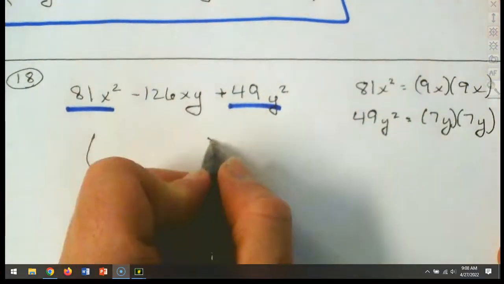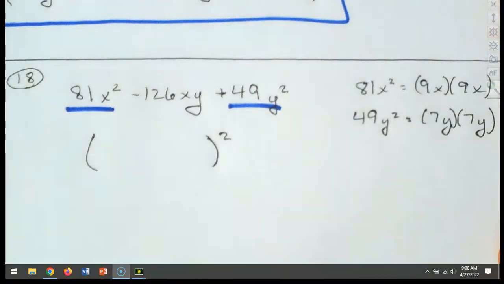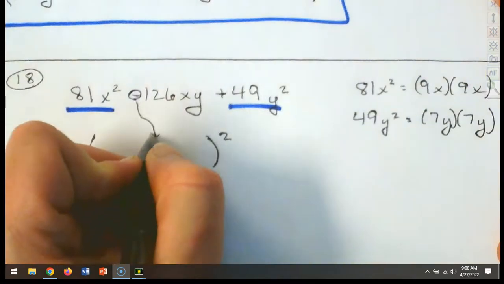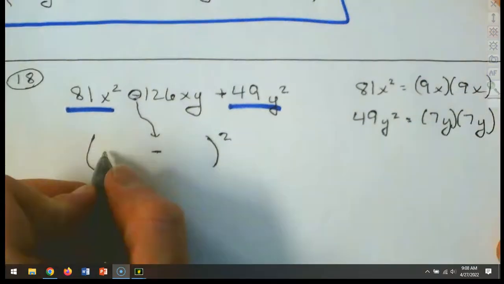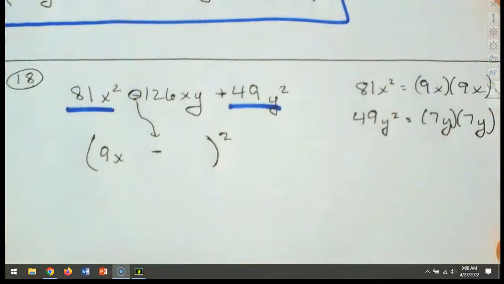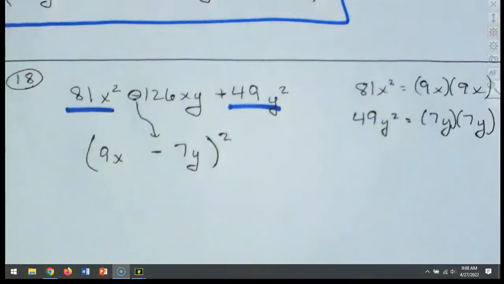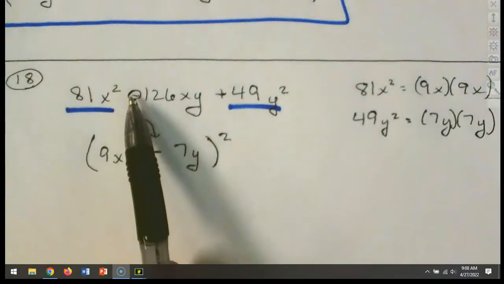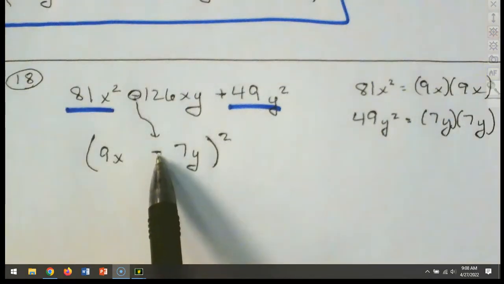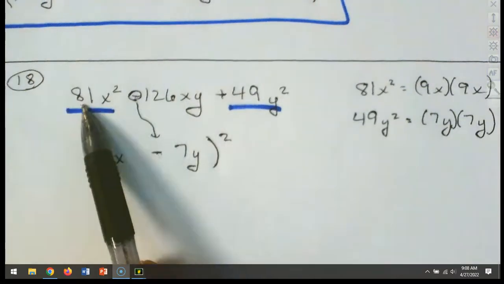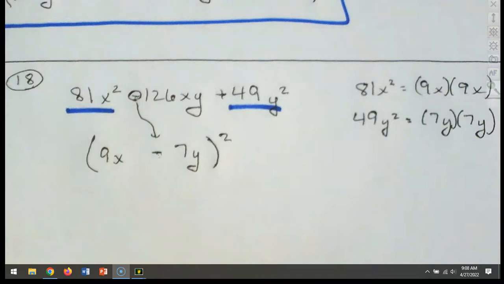What's going to come down? Well, we know it has to be squared like that, right? It's a perfect square trinomial. What's the sign in the middle? Negative. And so what goes in here? 9x for the first piece, the negative comes down, and 7y for the second piece. So all we have to worry about for the middle is just the sign. If this would have been a plus, then a positive would come down. This one was a negative, so it comes down. Why is this a perfect square trinomial? Because 81 is a perfect square, 49 is a perfect square.